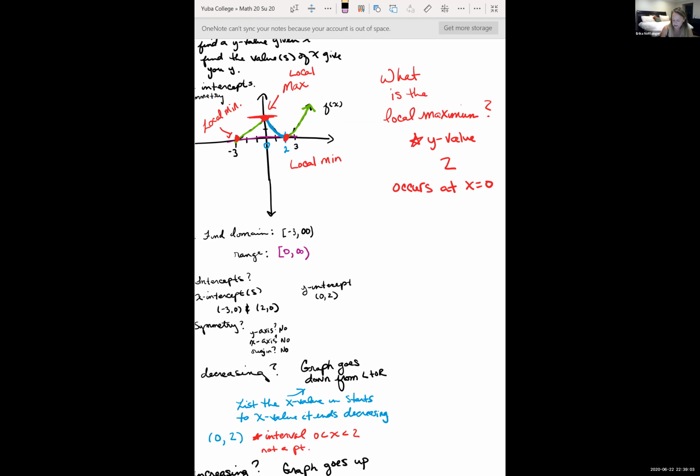So the local min value is, the smallest y value here, that y value, it's on the x-axis, is 0. So the local minimum value is 0. And it actually occurs at two values. It occurs when x equals -3 and x equals 2.